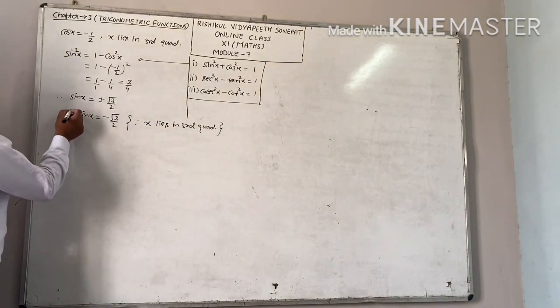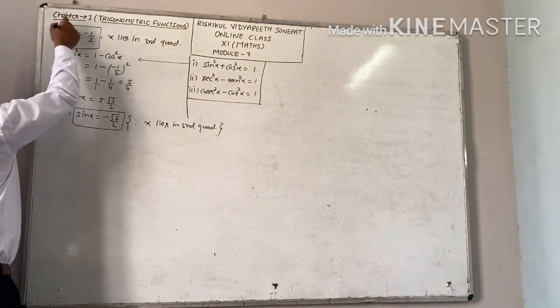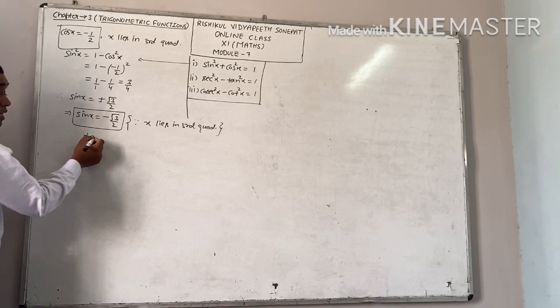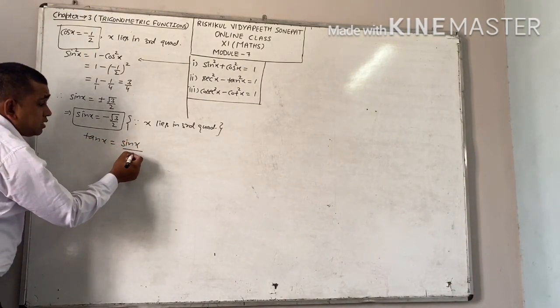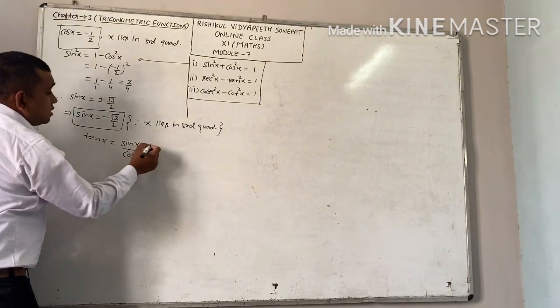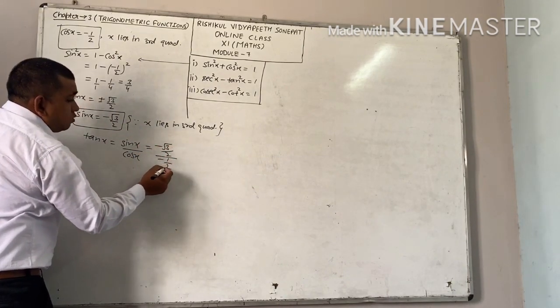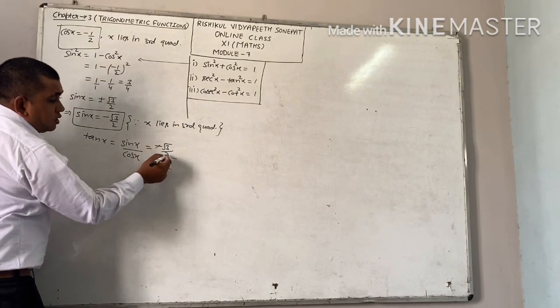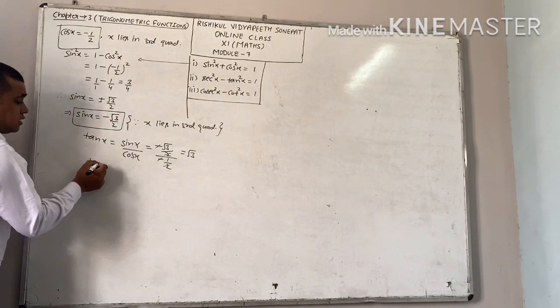Now, we know the value of sin x. We know the value of cos x. Can you find out the value of tangent x? Tangent x equals sin x upon cos x. Put the values of sin x and cos x. Sin x is minus root 3 by 2. Cos x is minus 1 by 2. This minus cancels out. This 2 cancels out. Therefore, your answer is root 3. The value of tangent x is root 3.